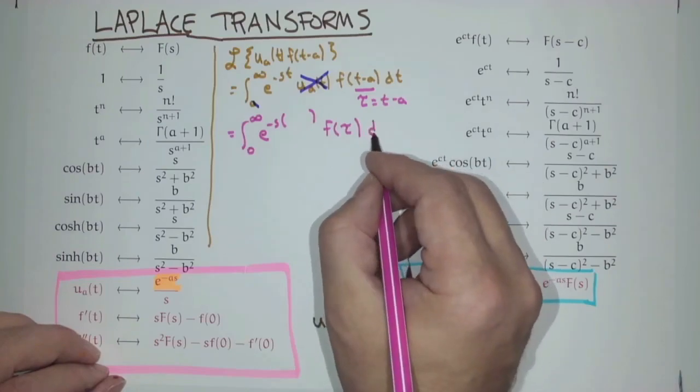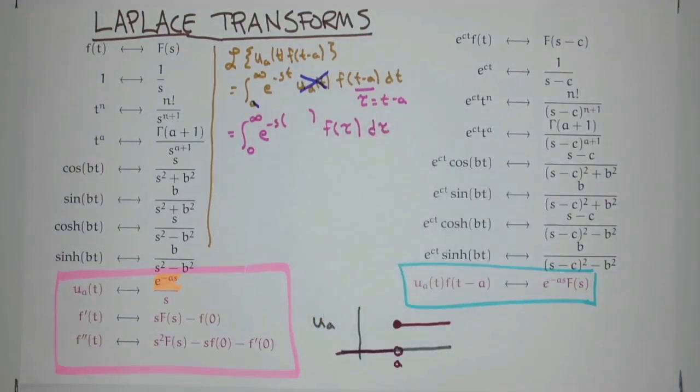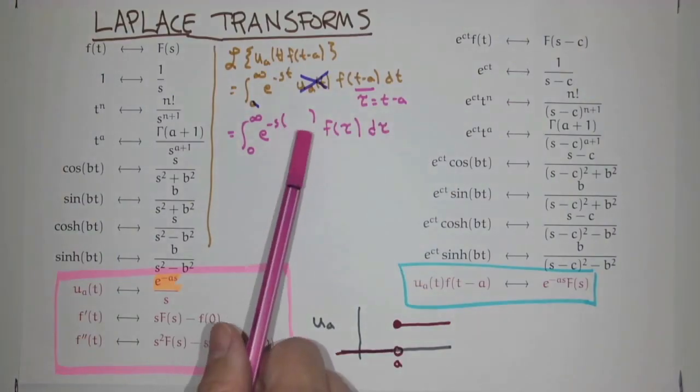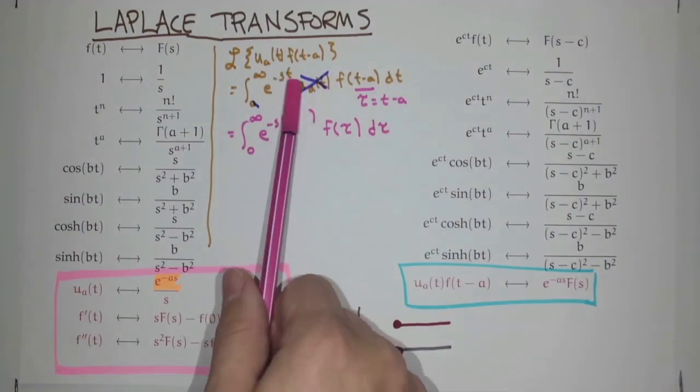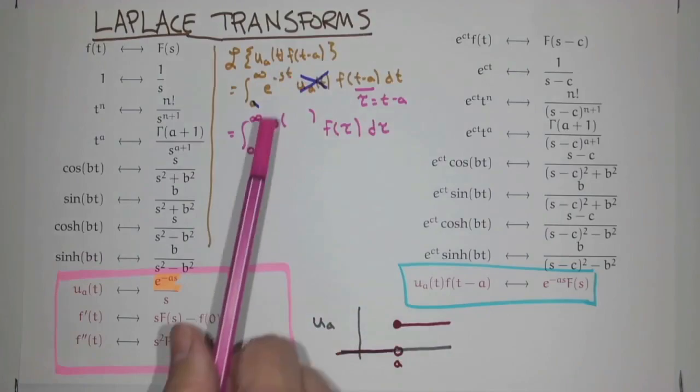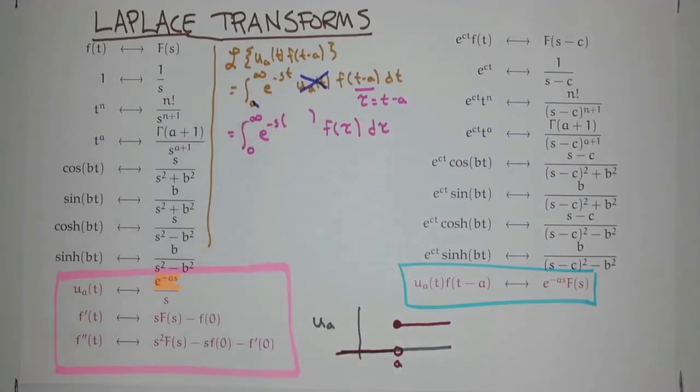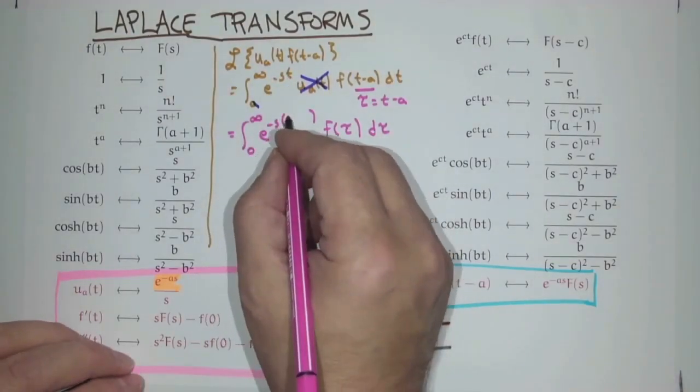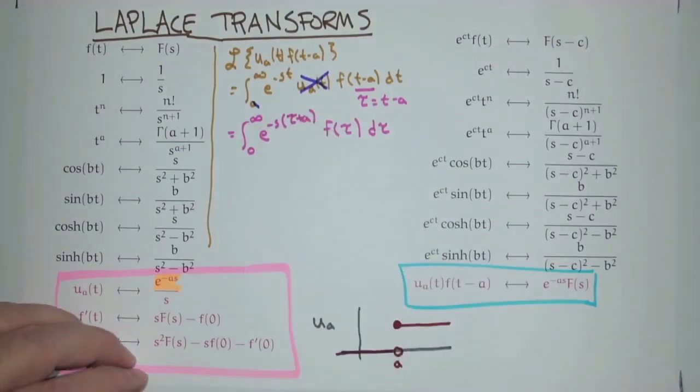D tau. Okay, everything's looking pretty promising so far. There's one last slot, because I have to replace all the t's. So what will this t become? Tau plus a. Now is our little aha.